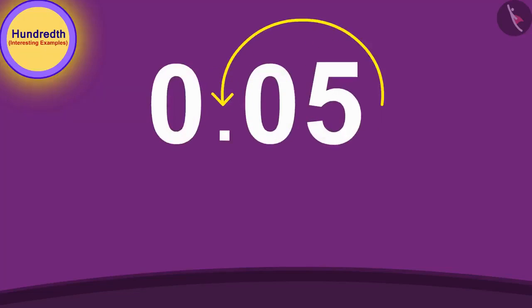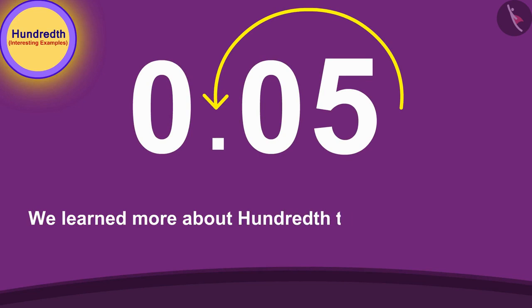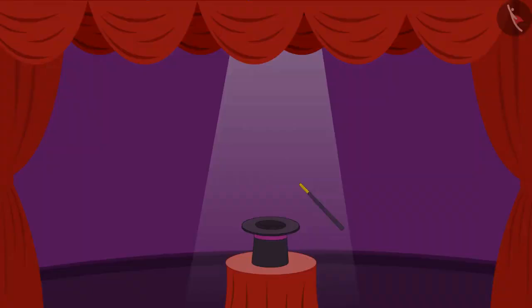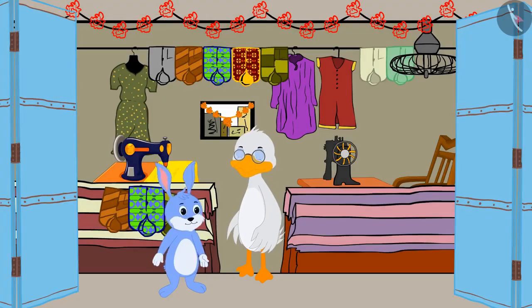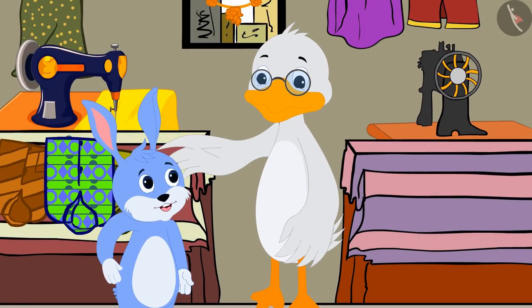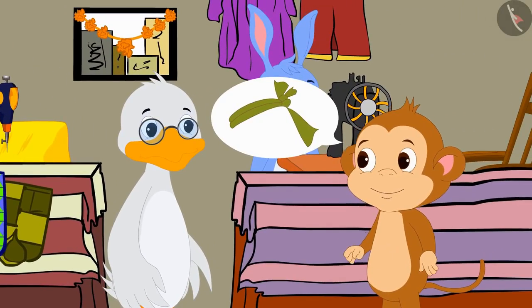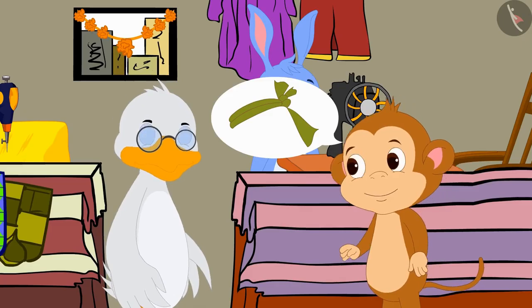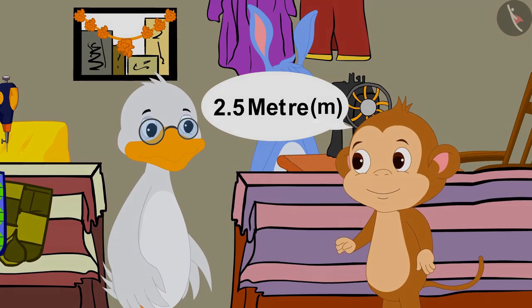Hello children! In the previous video, we learned more about hundredth through some interesting examples. In this video, we will see some of the misconceptions related to this. Bunny has come to help Barbole uncle at his shop today. Babban has come to buy cloth for his scarf from uncle. He asked uncle for a 2.5 meter long cloth.